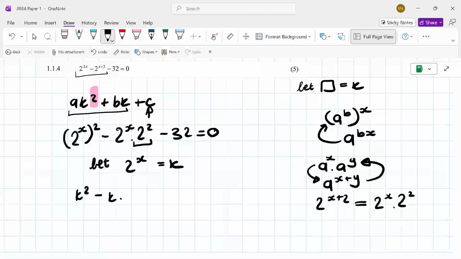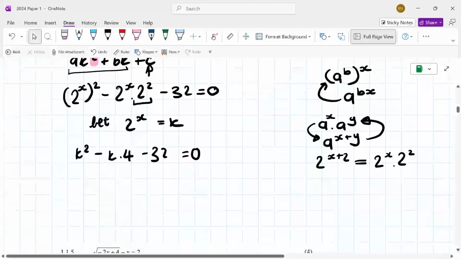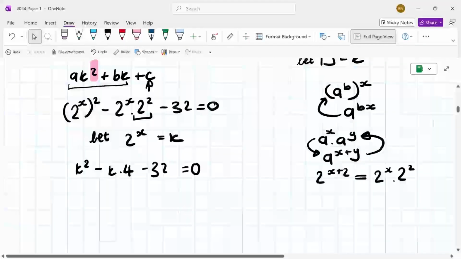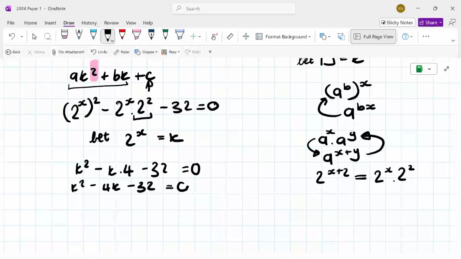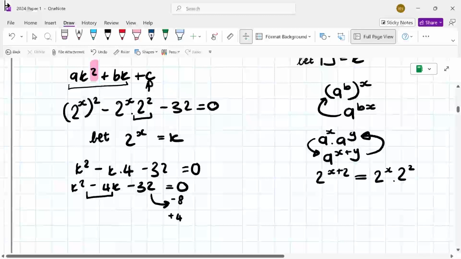I can write it as k times 4 minus 32 equals 0. I'm going to write it as a nicer trinomial. It'll be k squared minus 4k minus 32 equals 0. Now I need to find two things that go into 32 that I can make minus 4 with, and 8 and 4 will allow me to do that, right? So if I say minus 8 plus 4, it'll give me minus 4, right? So let me just make some space on the side here.